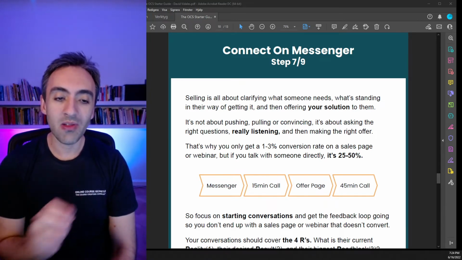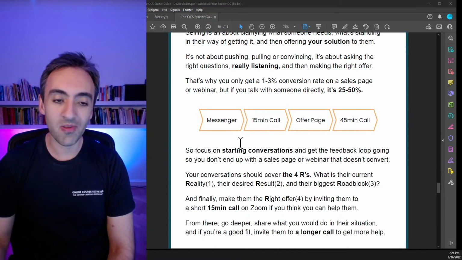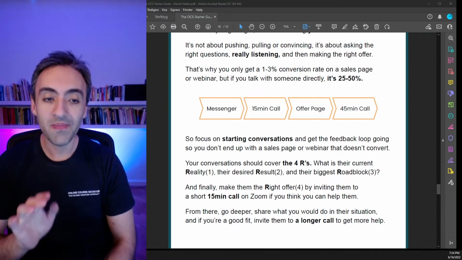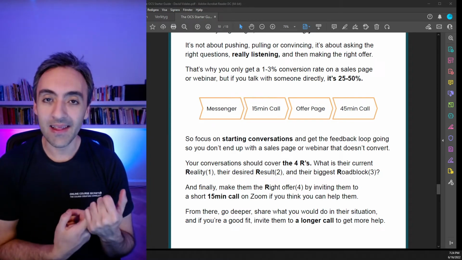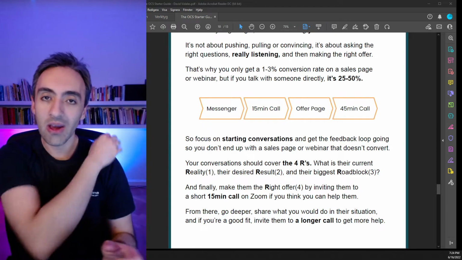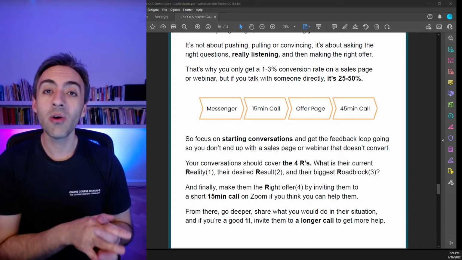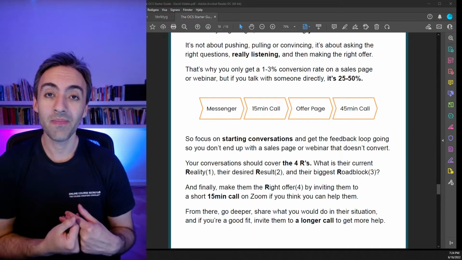So how do we do this? Well, we need to focus on what we call the 4 R's. Okay, and what are those? So the 4 R's are: R number 1 is reality. When you're talking with someone, you're trying to figure out where they are right now. How is that affecting them? What's going on? What does their situation look like?